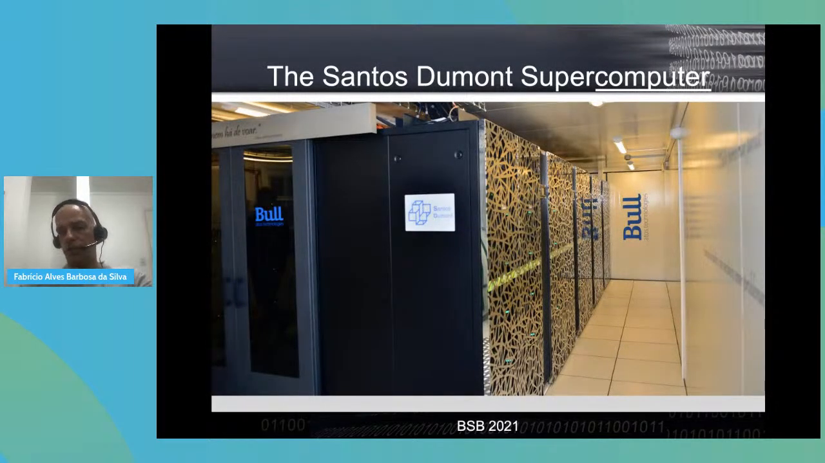For the computing platform, we are using the Santos Dumont Supercomputer. The Santos Dumont Supercomputer is located at the National Laboratory for Scientific Computing, and it has an installed capacity of over 5 petaflops per second. It has over 36,000 cores and over 1,100 nodes, so it's a huge machine.